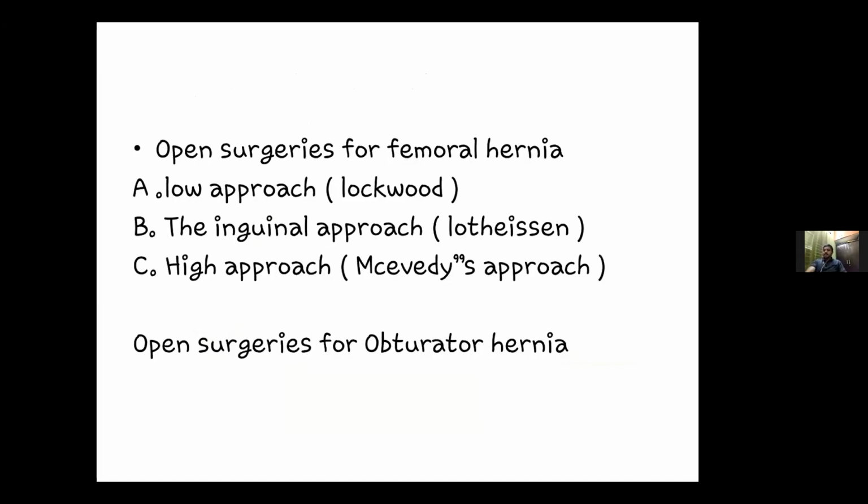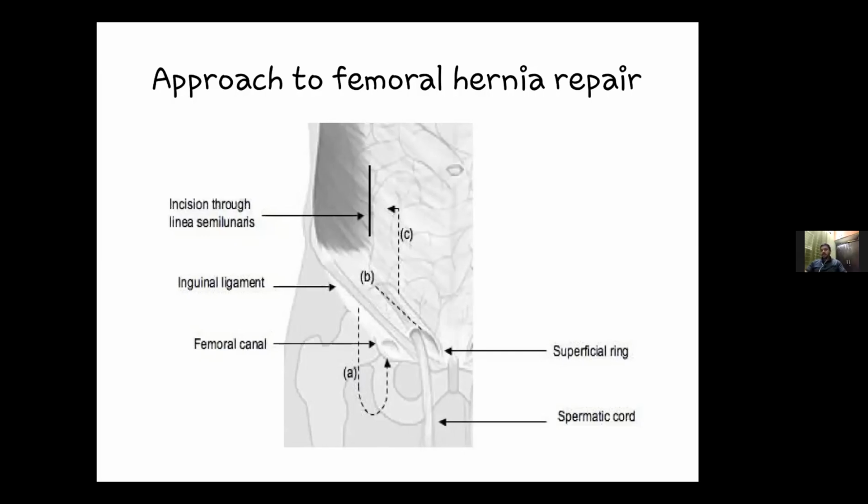In the low approach, that is the infrainguinal approach, it is also named as Lockwood surgery. A transverse incision is made over the swelling, and the hernia contents are reduced, followed by which a continuous suture is placed between the inguinal ligament and the fascia underlying the bone.